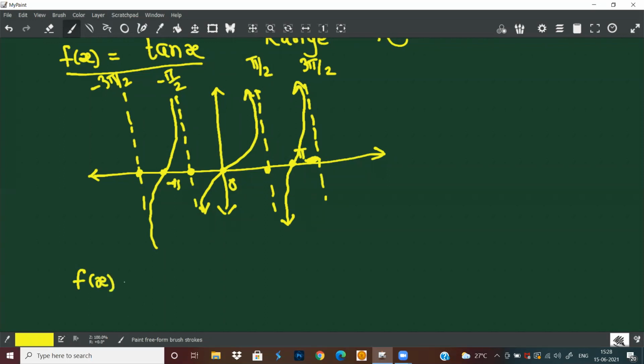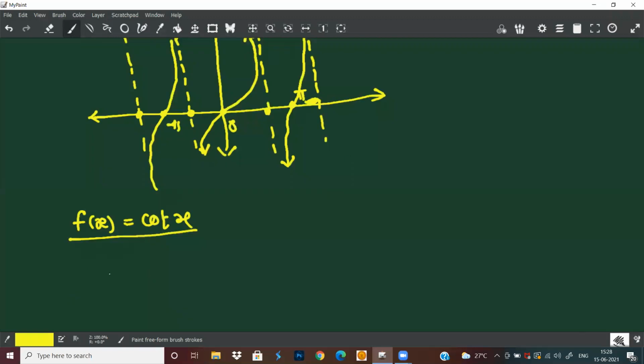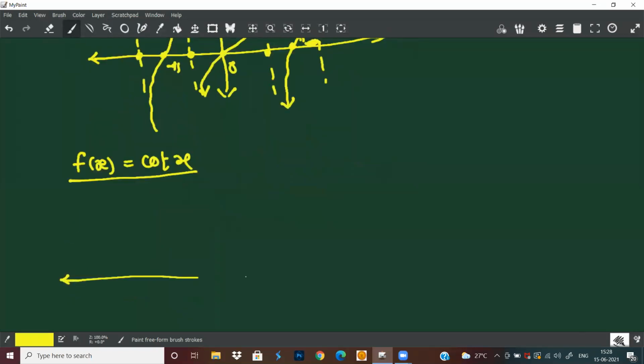f of x is cot of x, similar to this. F of x is cot of x. बोलो ग्राफ कैसे रहेगा? Cot of what is not defined?